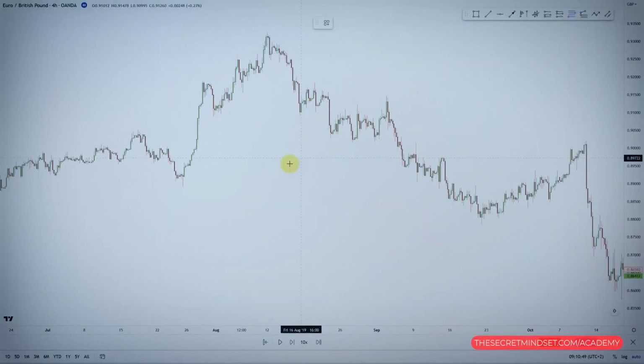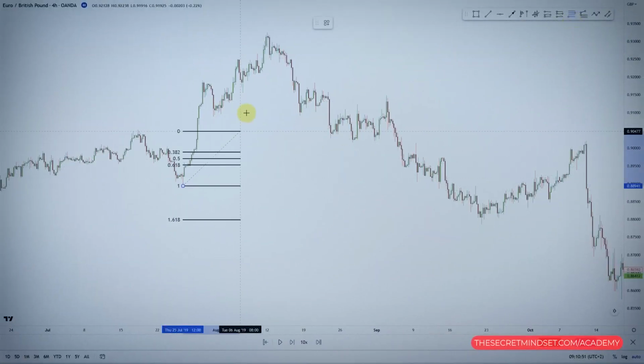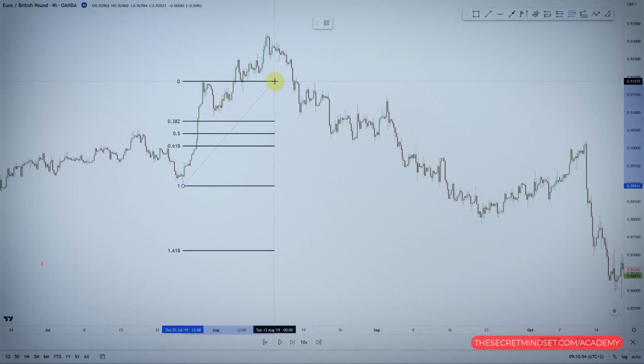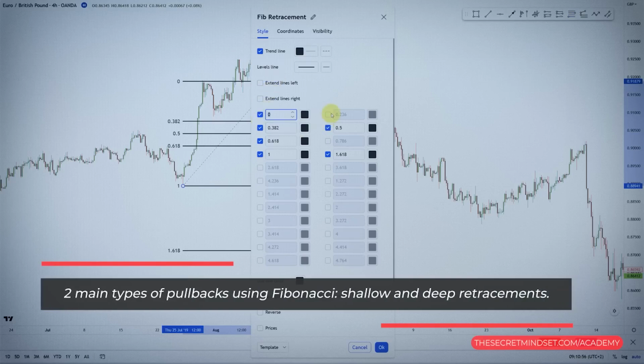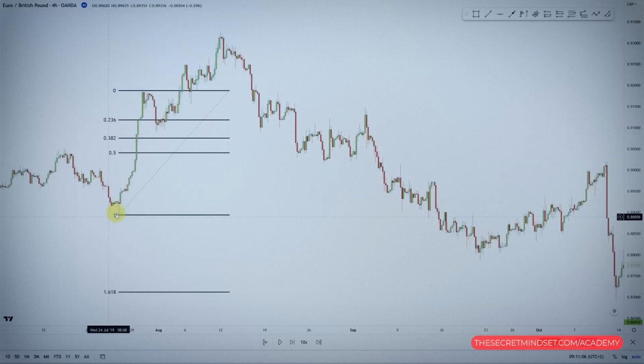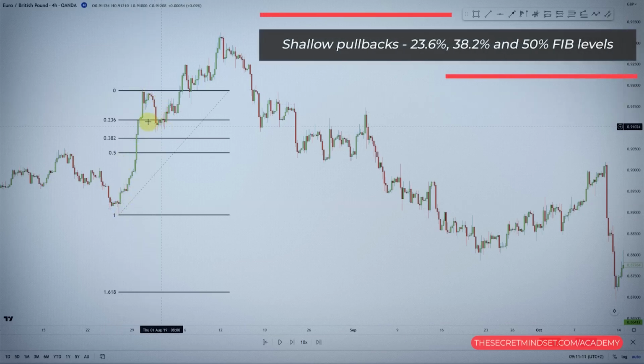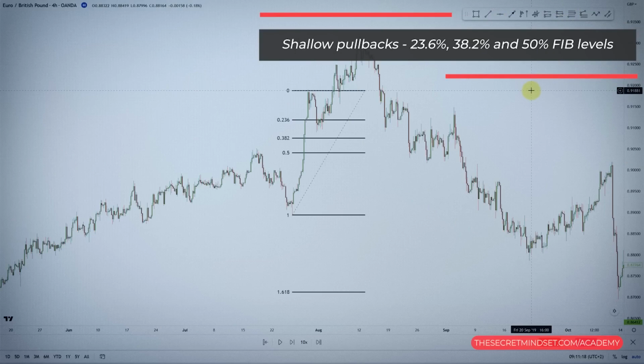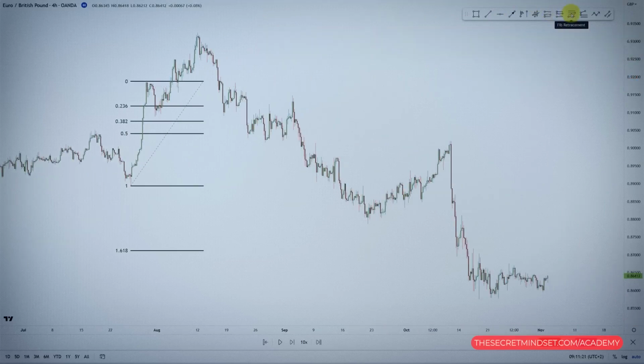Fibonacci levels provide areas of interest to watch for pullbacks. There are 2 main types of pullbacks using Fibonacci: shallow and deep retracements. If you correctly analyze the strength of the trend, you will have high probability areas to take trades. Once a trend has clearly established itself, you will often see shallow pullbacks to the 23, 38, and 50% Fib levels, which are very typical before the trend continues. So when the trend is strong, pay attention to these Fib levels.